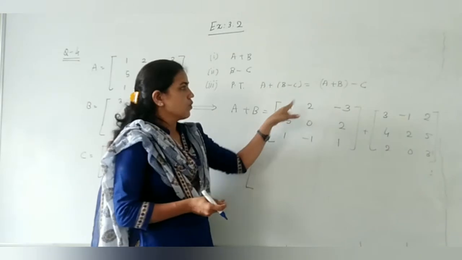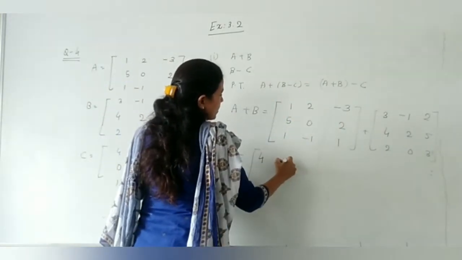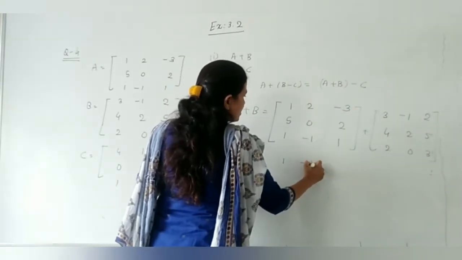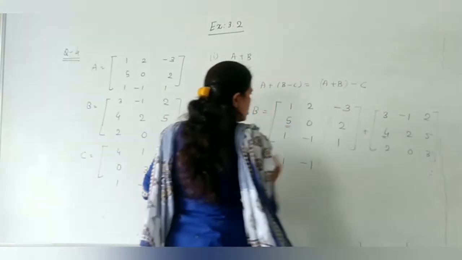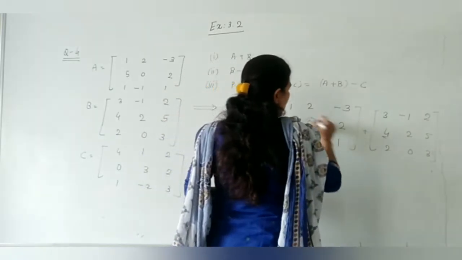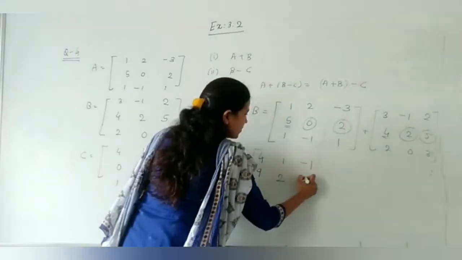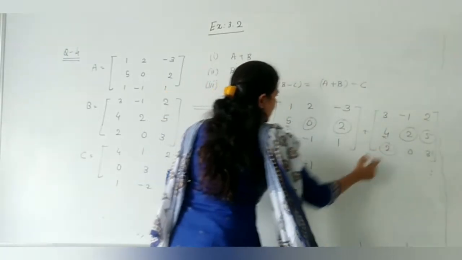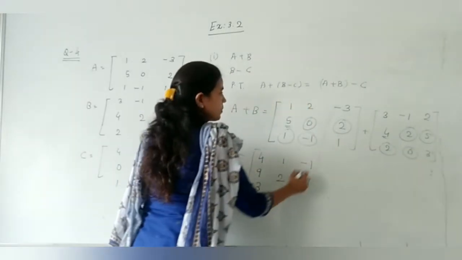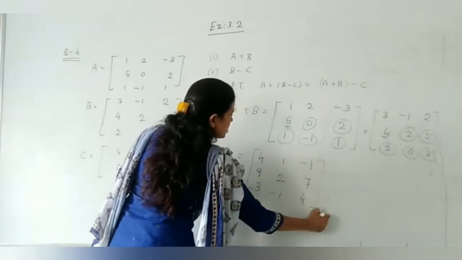So what we have to do? 1 plus 3, 4. 2 minus 1, 1. Minus 3 plus 2, so it is minus 1. 5 plus 4, so 9. 0 plus 2, so 2. 2 plus 5, 7. 1 plus 2, 3. Minus 1 plus 0, so minus 1. And 1 plus 3, that is 4. So this is your answer, students.